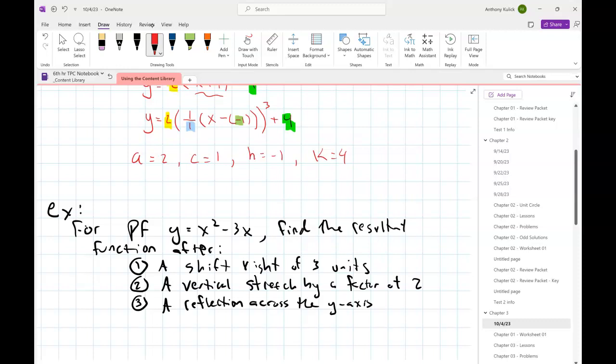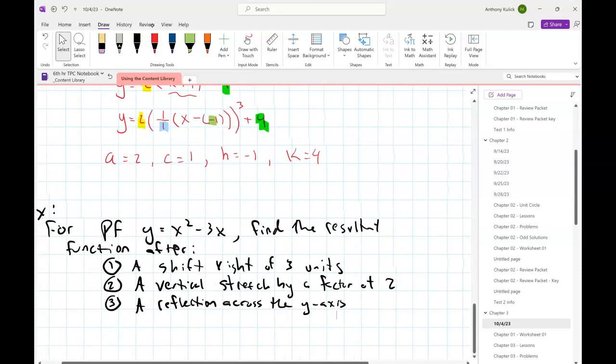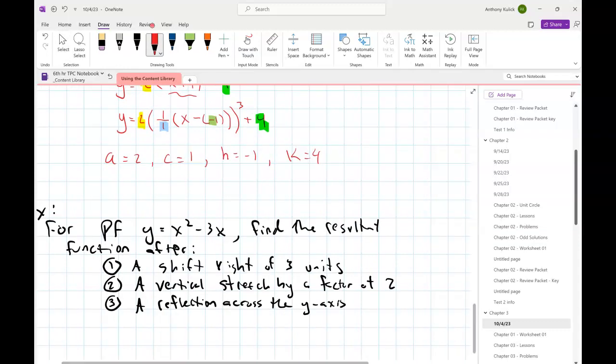So for each step here, we're going to try to figure out the A, C, H, and K. Write our general transformation, then push that through the actual parent function that we're given. So if I look at step 1, if we shift right 3 units, which coefficient are we talking about? A, C, H, or K? H. Good. And what would the H be? 3. And then nothing else is happening on that particular step of our transformation, right?